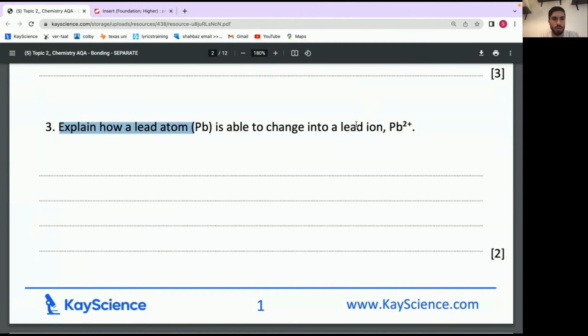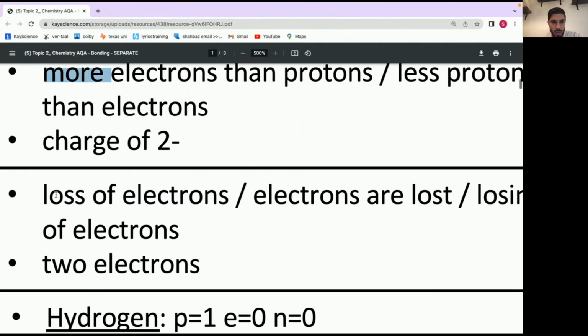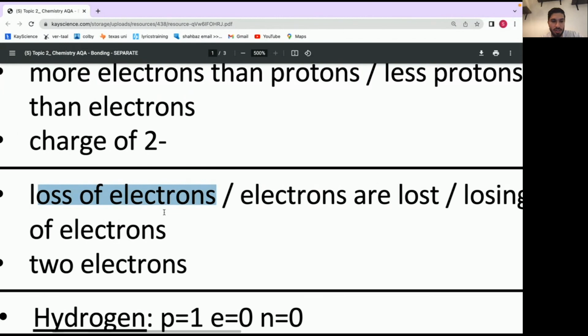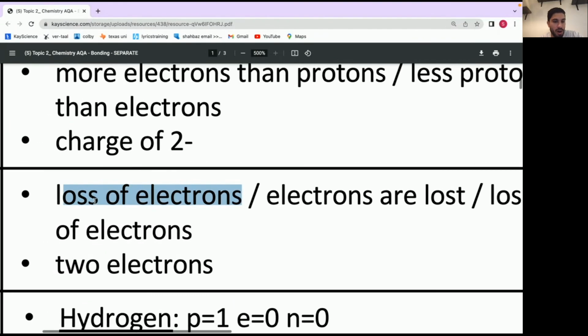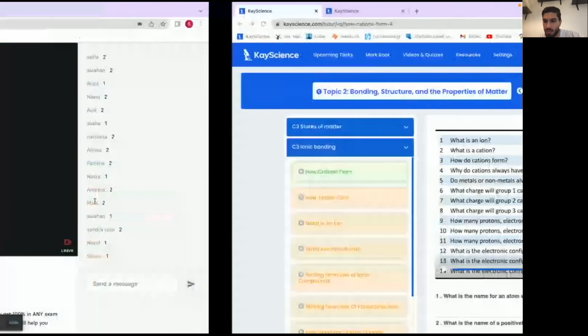Okay, well, let me see. Let's look at the mark scheme first. It's an easy question. Loss of electrons. So if you said electrons are lost, loss of electrons, losing electrons, and then 2 electrons are lost. Look how easy that is. You can literally just say 2 electrons are lost. Now, I noticed that I taught it to a bit of a higher level, saying there are 2 more protons than electrons. Let's look at what people said in the chat section.